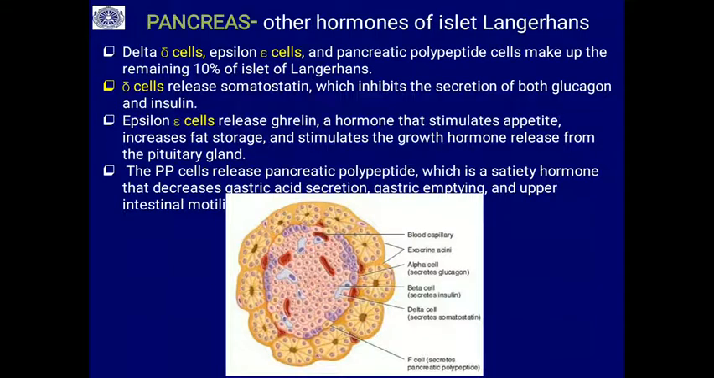Then other cells you will find are delta cells, epsilon cells, and pancreatic polypeptide cells. Delta cells release somatostatin. This hormone inhibits the secretion of glucagon and insulin. Epsilon cells of the islets of Langerhans secrete ghrelin, and this hormone stimulates appetite, increases fat storage, and stimulates growth hormone release from the pituitary. And then the pancreatic polypeptide, which is a satiety hormone, decreases gastric acid secretion and gastric emptying, and has all these functions.